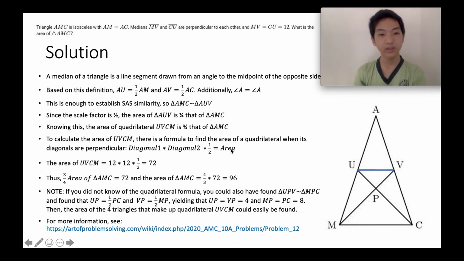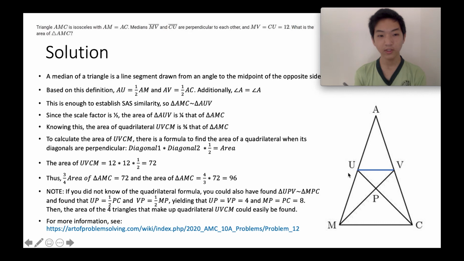So knowing this, the area of quadrilateral UVCM is 3/4 that of triangle AMC. The reason for this is because quadrilateral UVCM is just AMC, but you take away this triangle here, AUV. Now we know that AUV is 1/4 of AMC, so this quadrilateral that's left over here is 3/4.